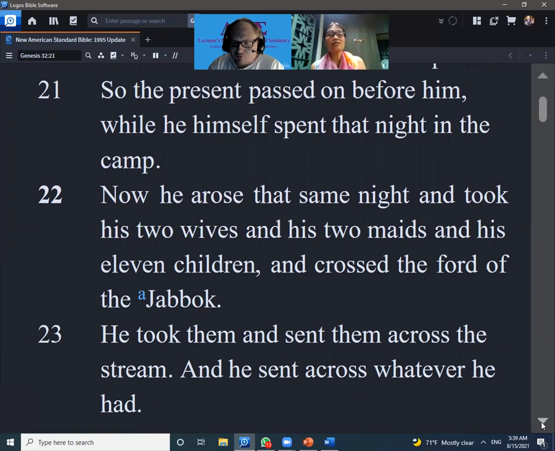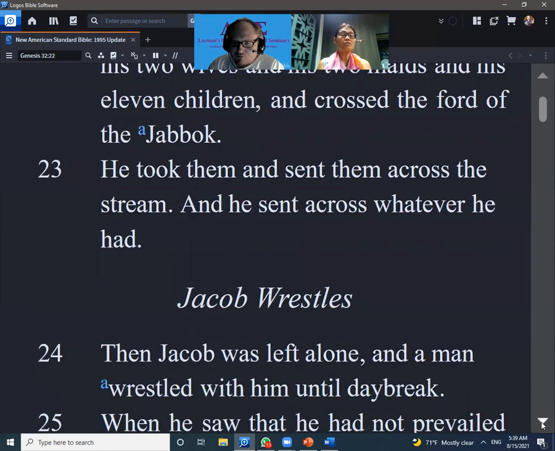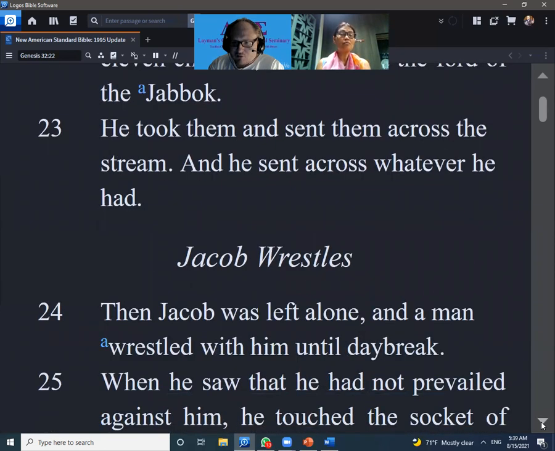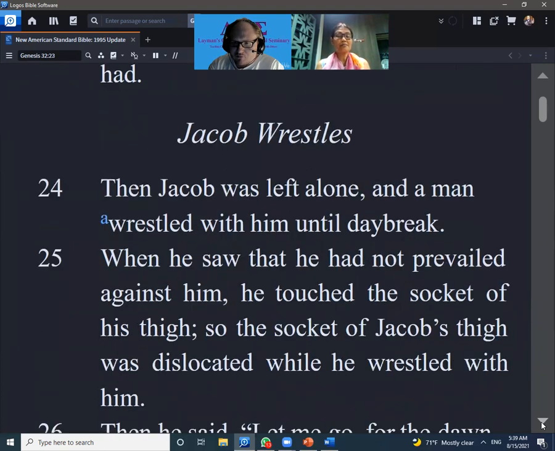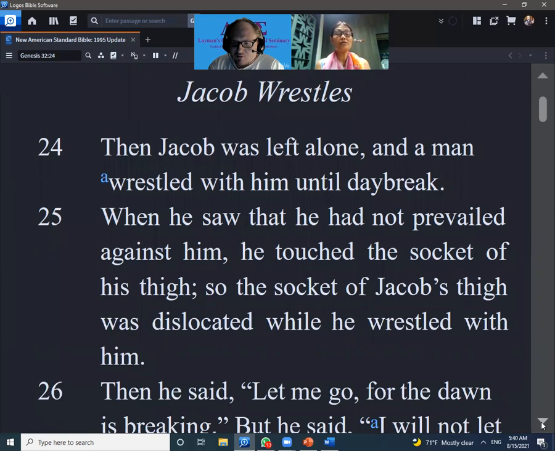Now he arose that same night and took his two wives and his two maids and his eleven children and crossed the ford of the Jabbok. He took them and sent them across the stream, and he sent across whatever he had. Then Jacob was left alone, and a man wrestled with him until daybreak. Whose man?